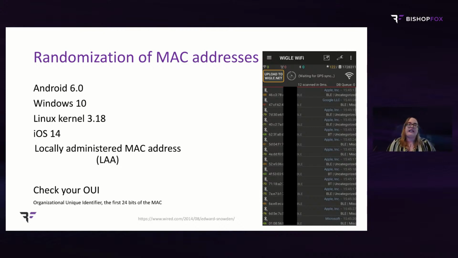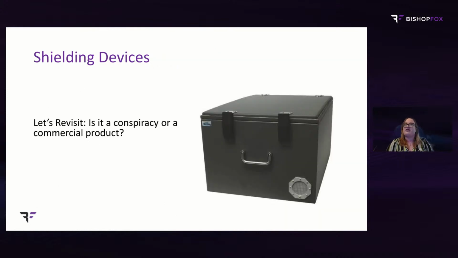So if the OUI is registered, other devices are able to ascertain what kind of device it's connecting to. Here on the right, we have a screenshot from a phone that is running WiGLE Wi-Fi. It is displaying different MAC addresses of different Bluetooth devices. And you can see on the right, it's able to determine what type of device it is. So there are multiple uses for this. If you're more interested in WiGLE, wigle.net, I would take a look at it. It's very interesting. So there are some other devices as well. Is this a conspiracy or a commercial product? We have some shielding devices like this large one here.